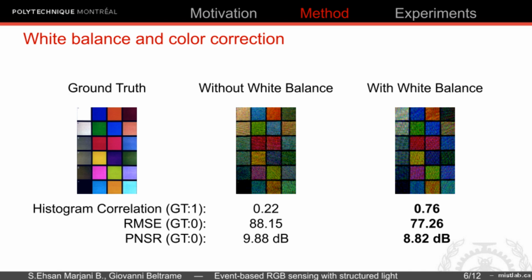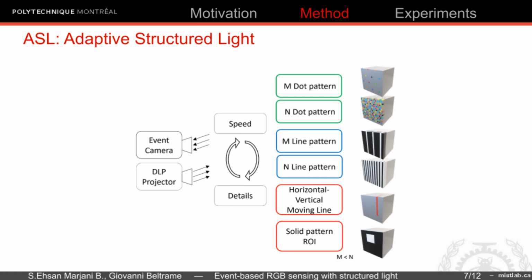Since the DLP projector has narrowband LEDs, the white balance can be adjusted by changing the current of each LED separately beforehand. As this slide shows, the quality of the color detection of a printed MacBook board increased by doing the white balance correction. To prevent bus saturation, we propose to change the structural light to control the number of events. The proposed ASL method is to control the trade-off between speed and details.